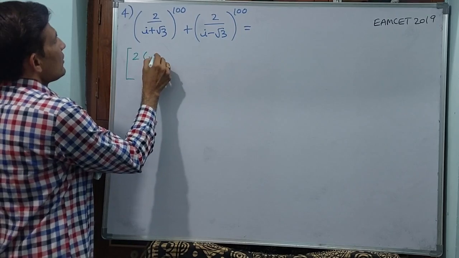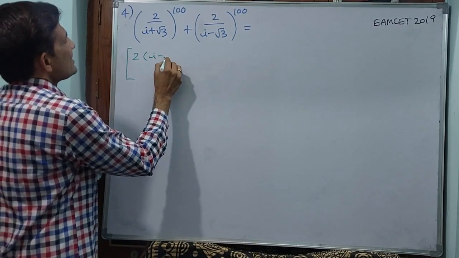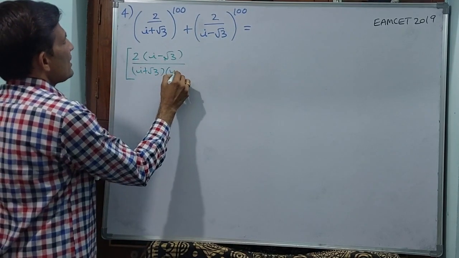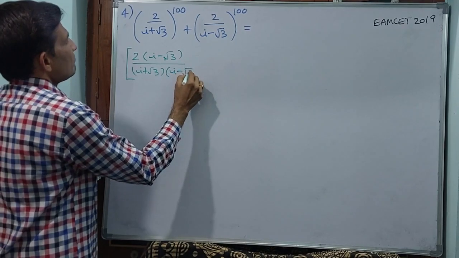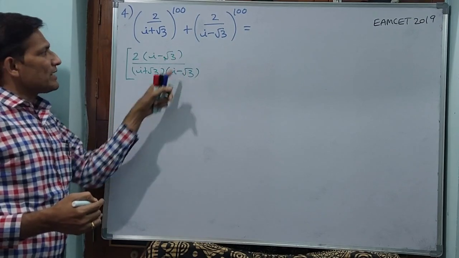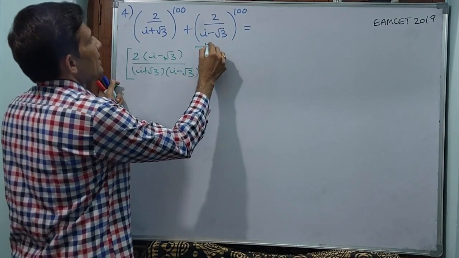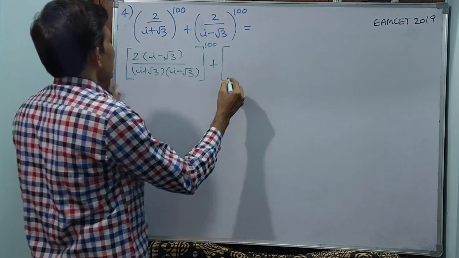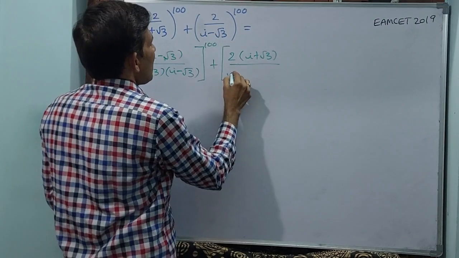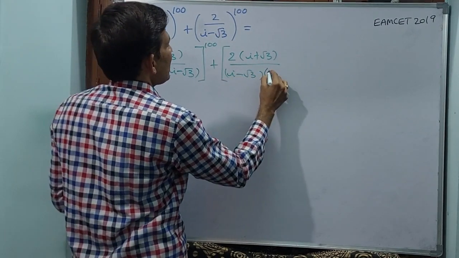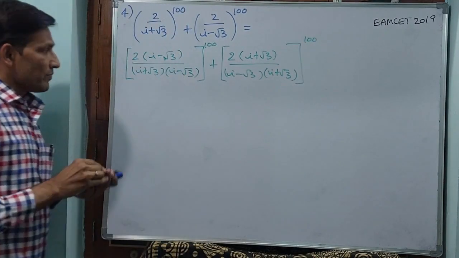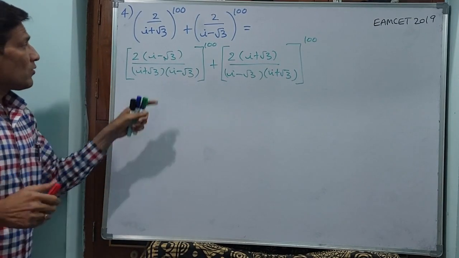2(i−√3) divided by (i+√3)(i−√3). See, the denominator was i+√3, but its conjugate is i−√3, so I have multiplied numerator and denominator by it. The power 100 should be written like this only. Again, 2(i+√3) divided by (i−√3)(i+√3), whole to the power of 100. Is it okay?